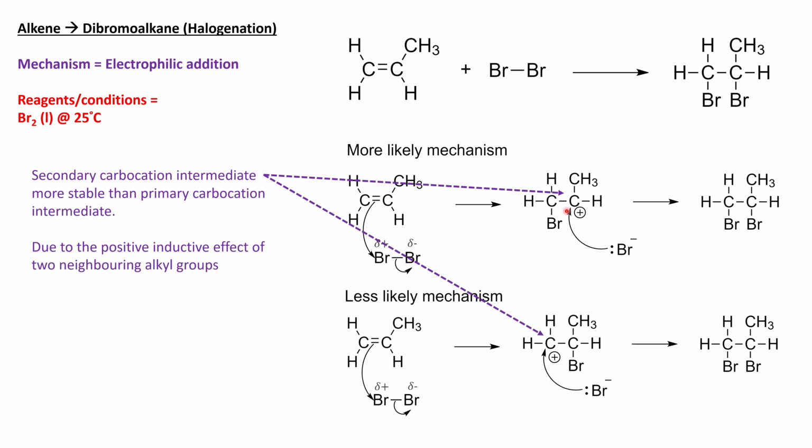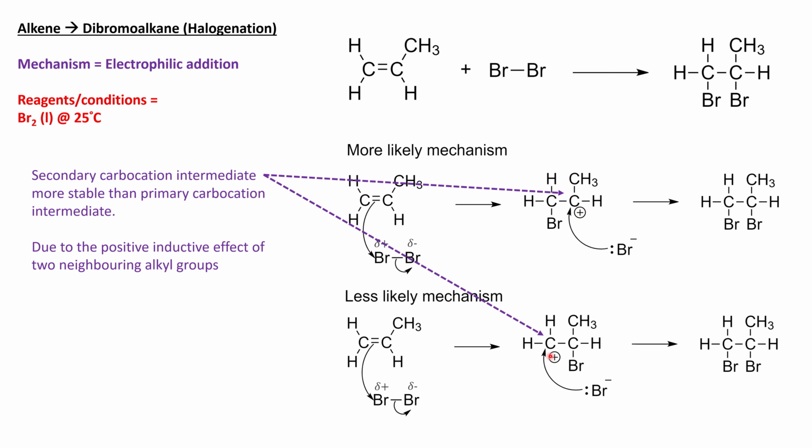And essentially what's able to happen is the electrons in this bond here and the electrons in this bond here are able to be drawn towards that positively charged carbon atom, the carbocation, stabilising its positive charge, which means that it can exist for a longer period of time and therefore it's more likely to react because it's more likely to be there in the first place.